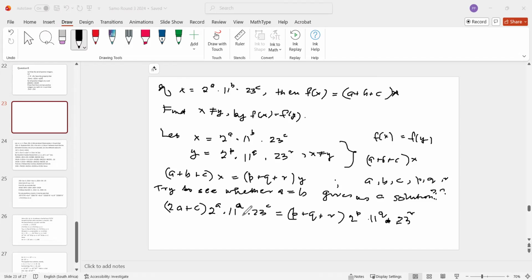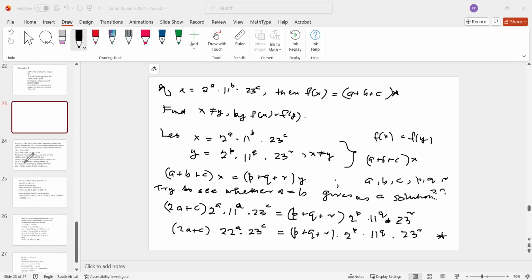Okay, now I've got 2 to the A times 11 to the A, which is actually 22 to the power of A. So on the left-hand side, I've got 2A plus C times 22 to the power of A times 23 to the power of C equals P plus Q plus R, and I've got 2 to the power of P, 11 to the power of Q, and 23 to the power of R. Now, this is a very important equation. I'm going to call this star.